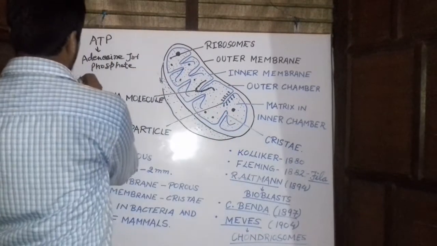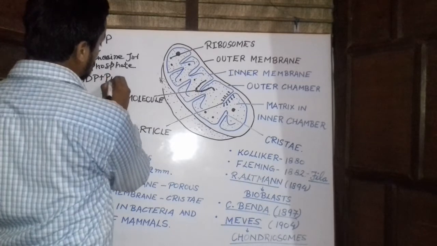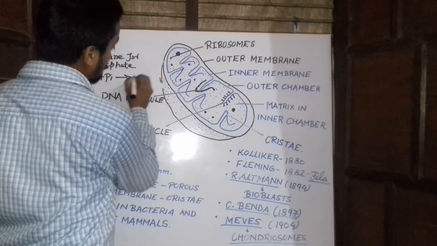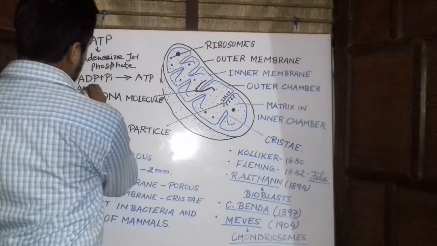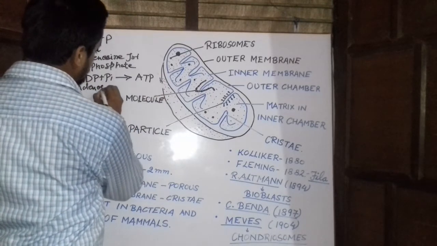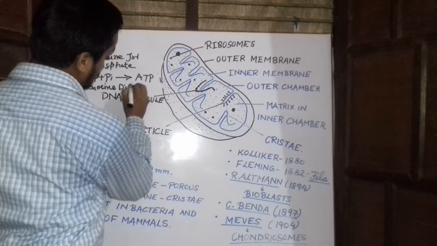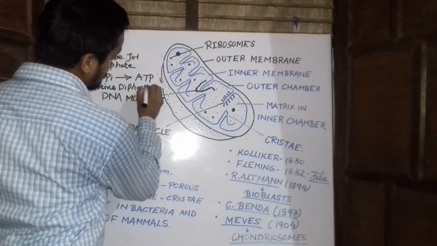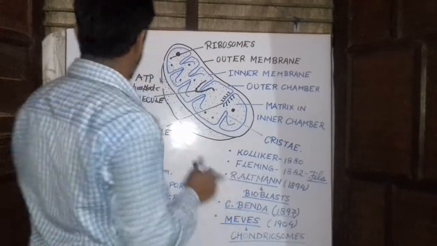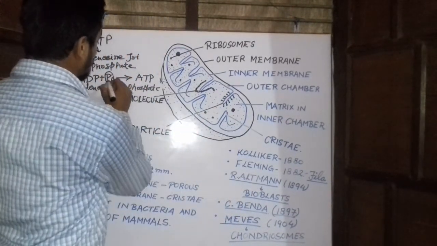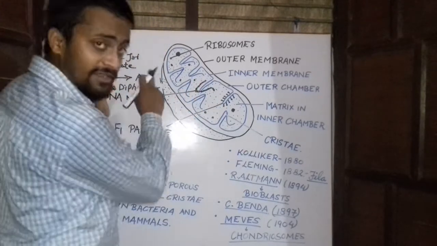During the process, ADP plus a phosphate molecule leads to the formation of ATP. ADP is adenosine diphosphate, which means two phosphate molecules are there. When one more phosphate molecule is added, it becomes three, so it becomes adenosine triphosphate.